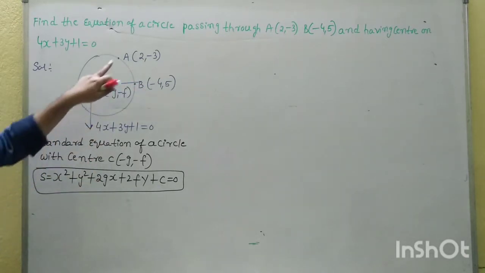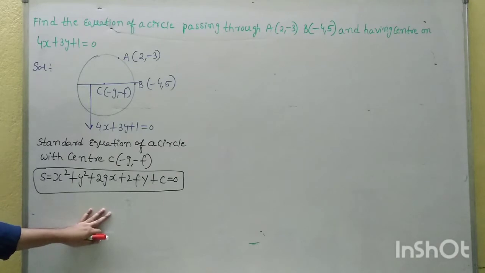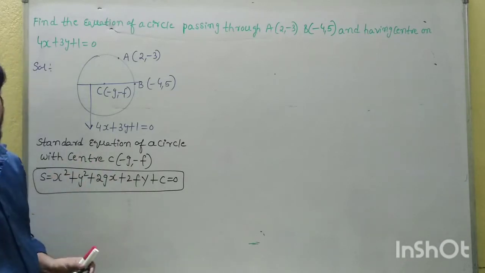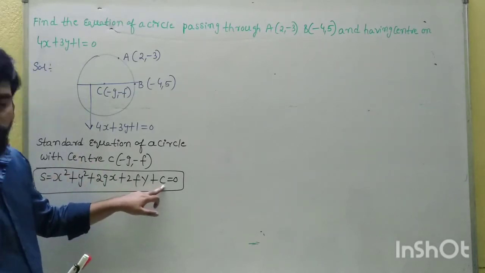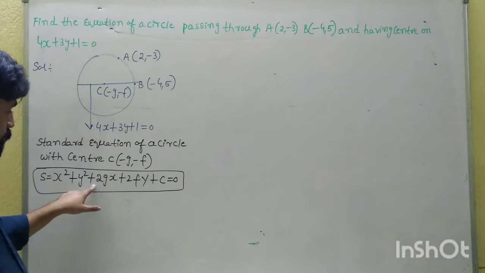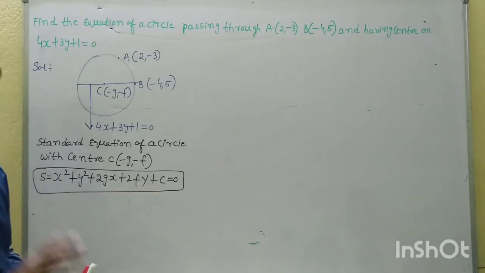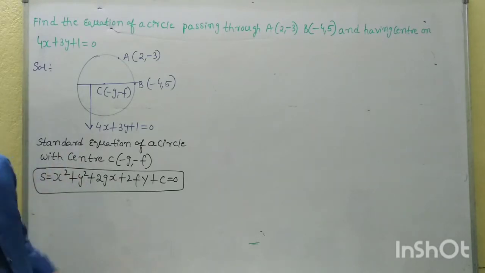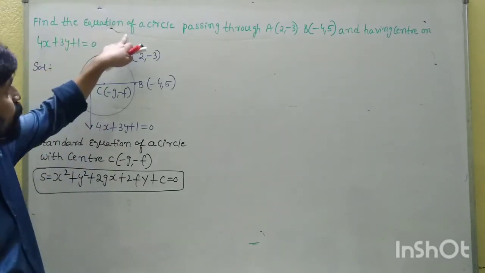Both, we need to substitute a value and also b value. Then after that, we need to find the G value and F value, and also C value. Then after getting G value, F value, C value, substitute in this original equation, in this standard equation of circle, then we will get the required equation of a circle.